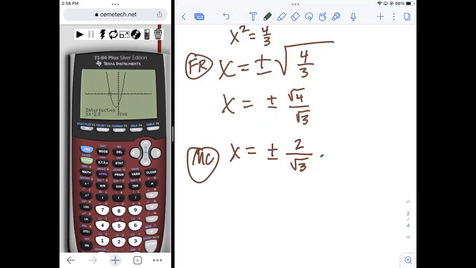We can multiply by the square root of 3 over the square root of 3 and rationalize the denominator, and that gives us 2 square root of 3 over 3. And this is also okay. So I like this one and I like this one. So those two are your favorites? Those two are my favorites. And if I had to pick between the two, I'd actually pick the one up at the top.